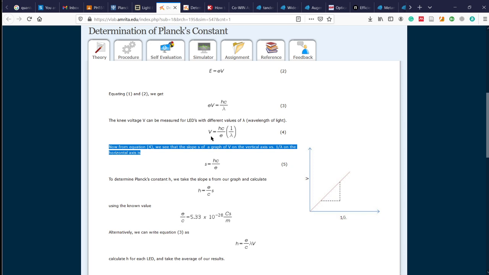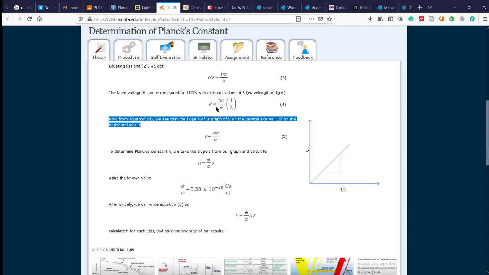So we will have 4 points, 4 x and 4 y. Let us suppose that the x portion is 1 by lambda, and the y portion is V. How to measure this 1 by lambda and V, we will discuss later using an Excel sheet. So let's come back to this hc by e value. This hc by e value is termed as the slope.